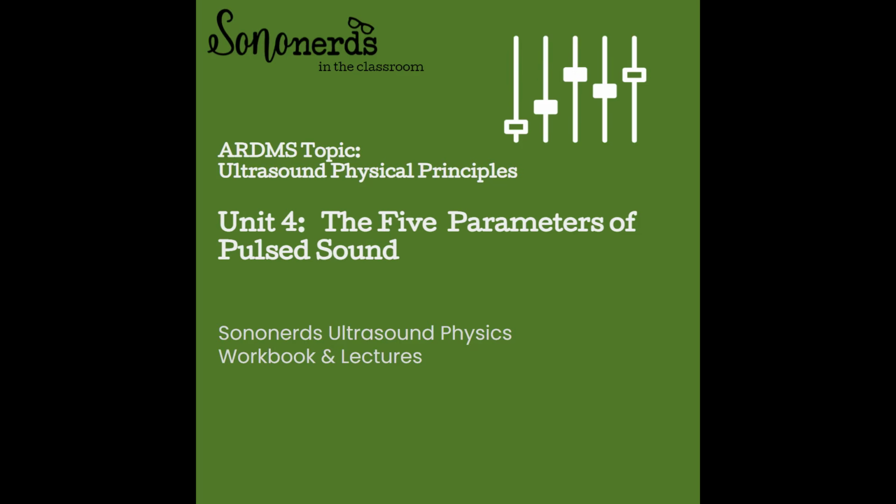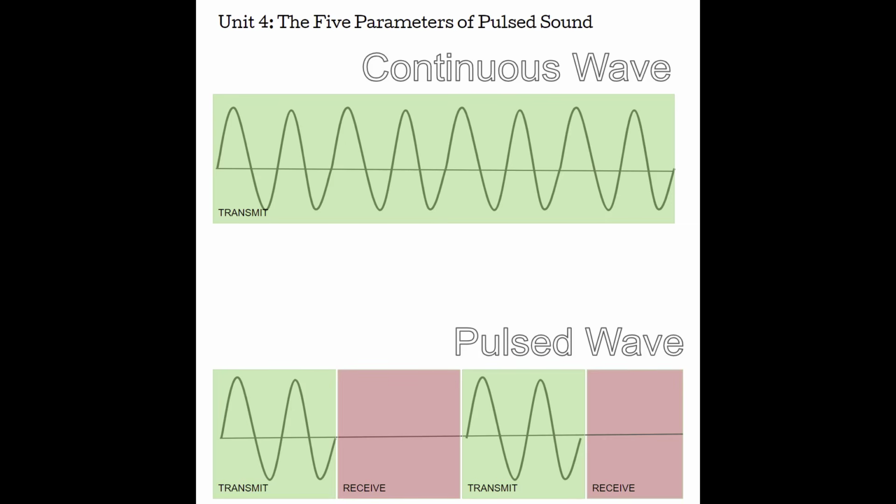This video is going to be on Unit 4, the 5 parameters of pulsed sound. Up until this point, we've really just been talking about sound kind of in the abstract. We know it's a thing, you can hear my voice, there's sound in the air. We know we're using ultrasound with our machines, but what we might not know is that there is something called a continuous wave and a pulsed wave, and ultrasound actually uses both. It just is a matter of having a high enough frequency to be considered ultrasound.